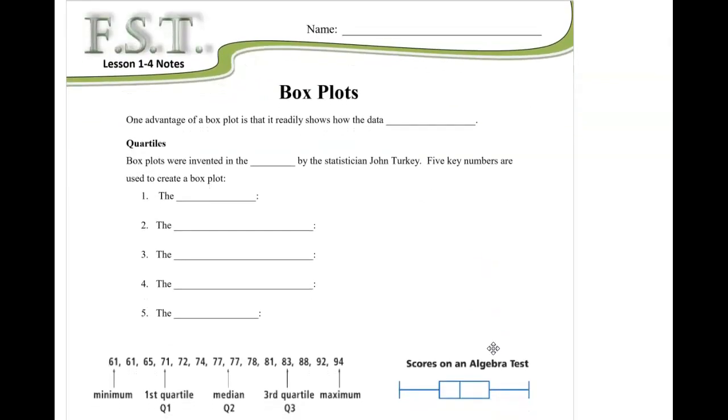Hello everyone. 1.4 is box plots. One advantage of a box plot is that it readily shows how the data is spread, or how spread out it is. Box plots were invented in the 1970s. Who cares, right? Except that it was by a statistician named John Tukey, which is kind of funny because his last name was Turkey. All right, 5 key numbers are used to create a box plot.